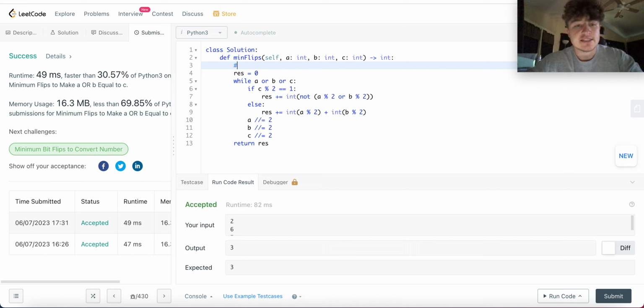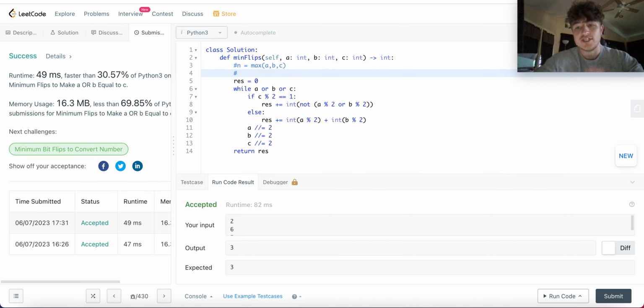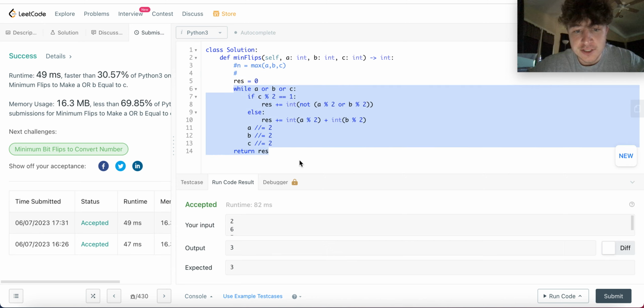So what is the complexity of this? Let's say n is the max of A, B, and C. Okay, so that's the max number. Now we have to look at log n bits, right? Because we have to look at the bit representation of a number. That's the number of bits, and you can represent a number using log 2 n bits, right? So we have to look at all log 2 n bits.